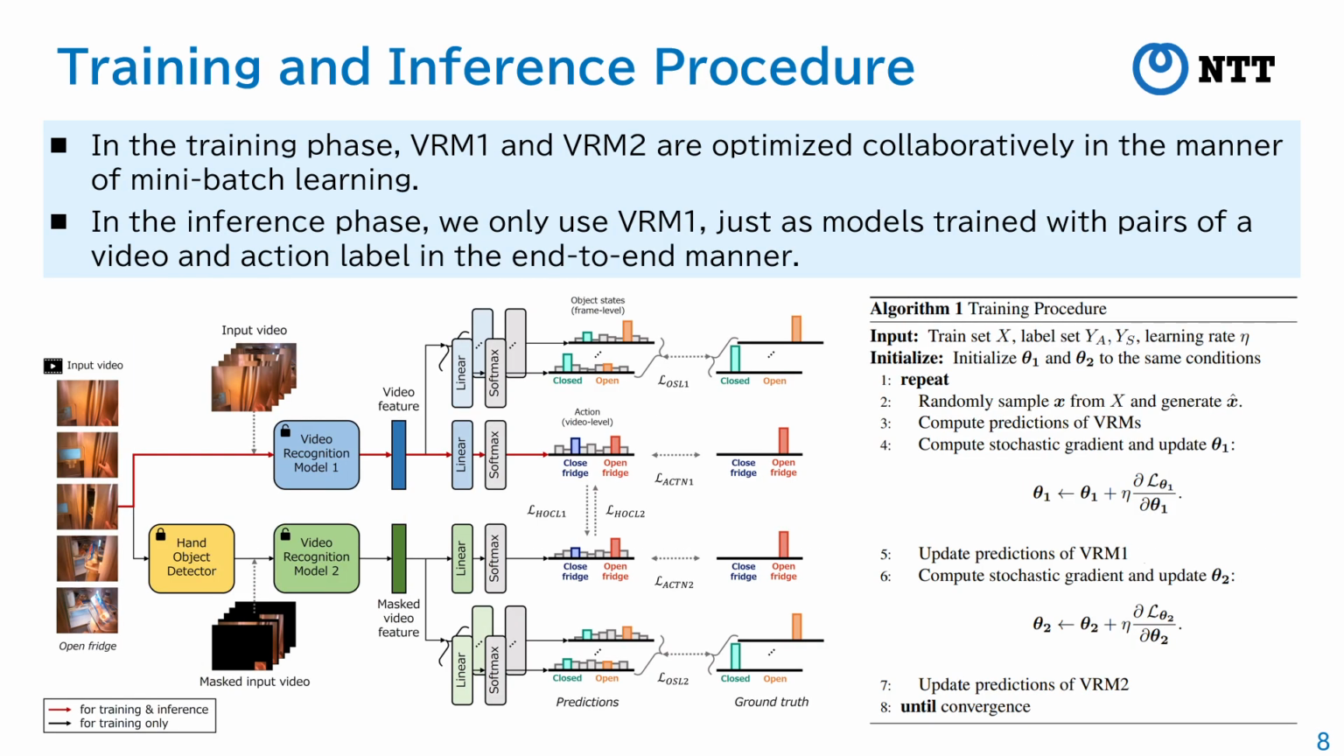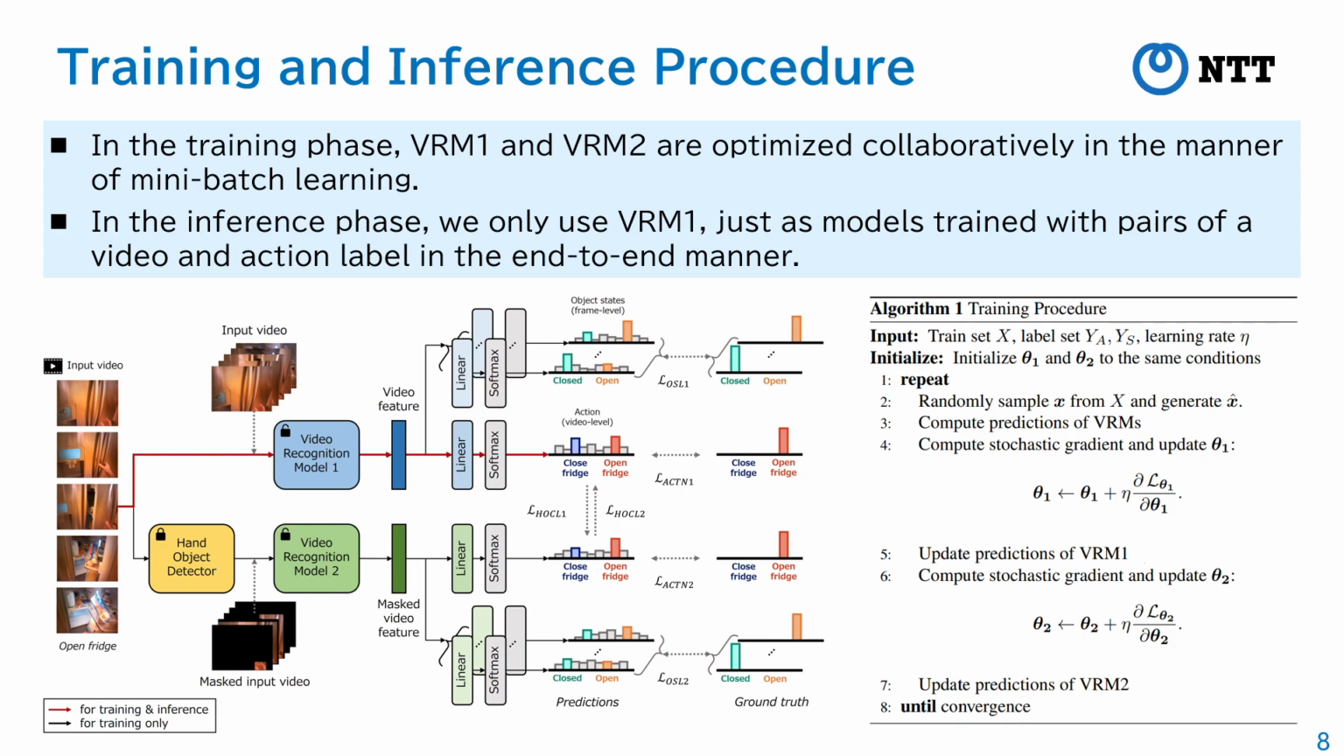In the training phase, Video Recognition Model 1 and Video Recognition Model 2 are optimized collaboratively, in the manner of mini-batch learning. We prepare a mini-batch of videos for Video Recognition Model 1, and then generate masked videos by using a hand-object detector for Video Recognition Model 2. Then, they compute their predictions, and learnable parameters are updated in turn at each iteration. This procedure is iteratively performed until convergence.